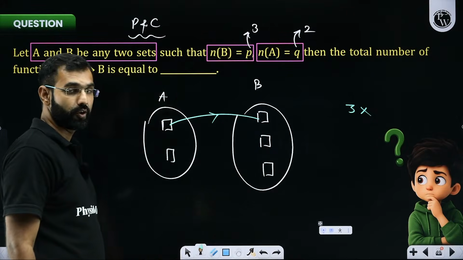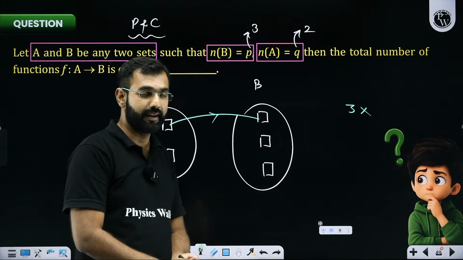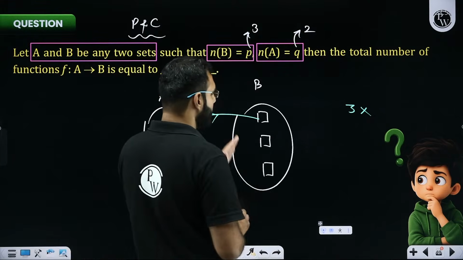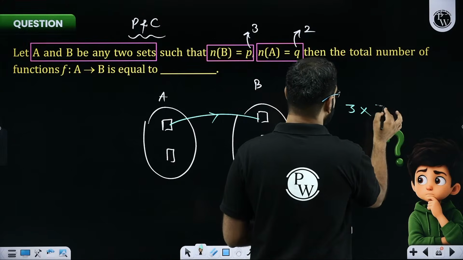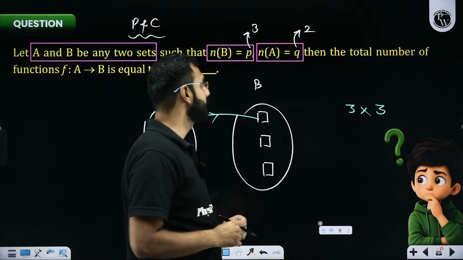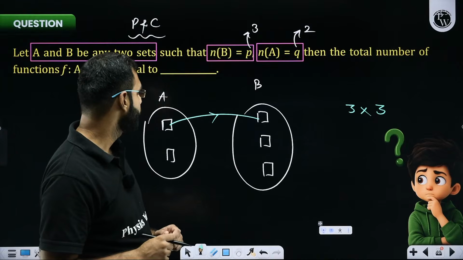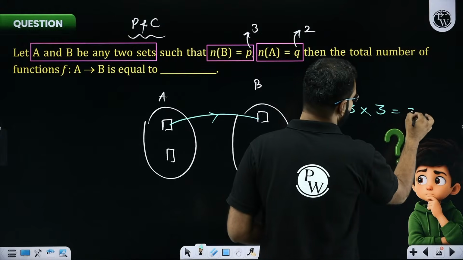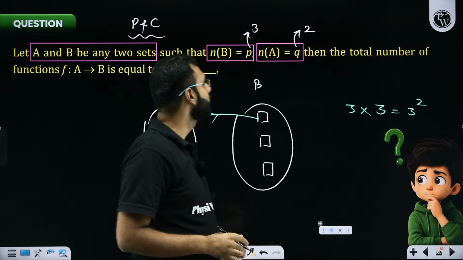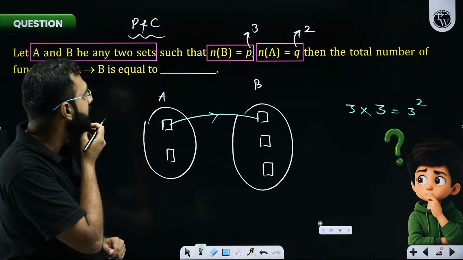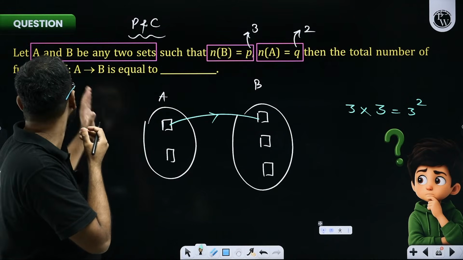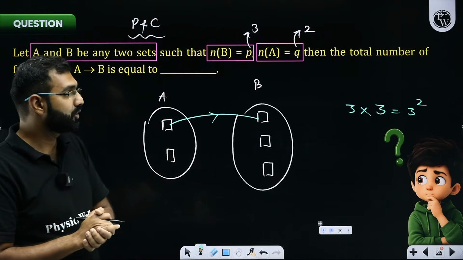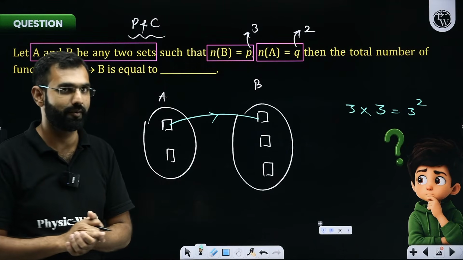Excellent, Vijay. That's a really good observation. David, yes, I think 8 could be the correct answer. Let's quickly verify this. This element also has 3 choices, so 3 into 3. Am I making any mistake? I don't think so. So the answer will be 3 square. I hope you got it. Let me just check: the number of functions from A to B, A has 2 and B has 3. So yes, it will be 3 square. The correct answer will be 9.